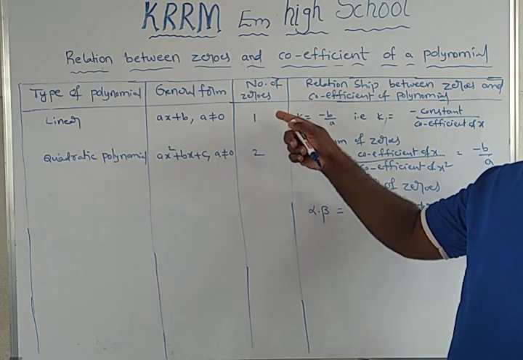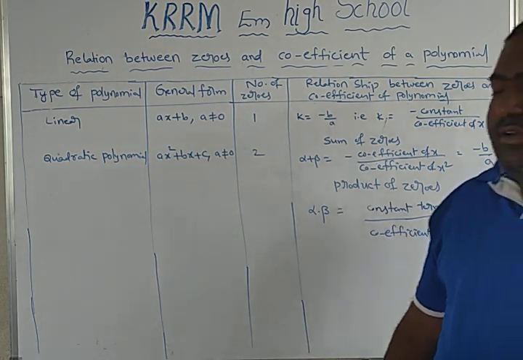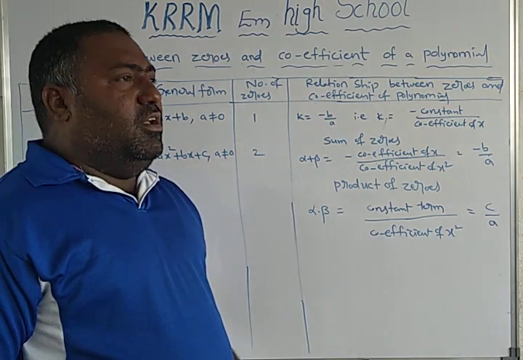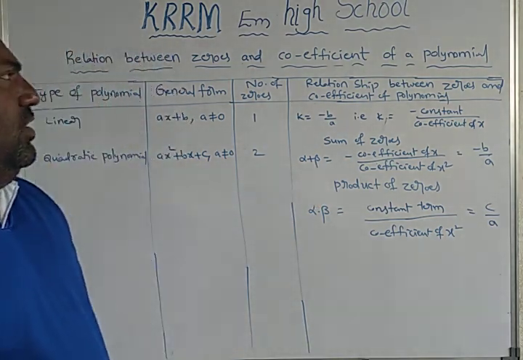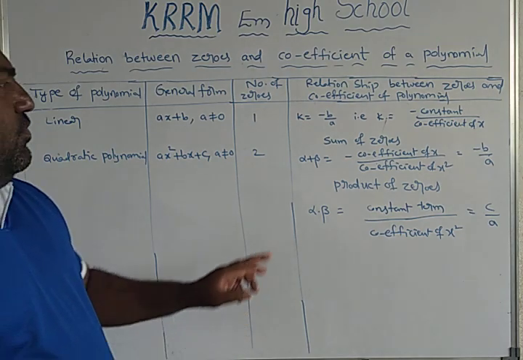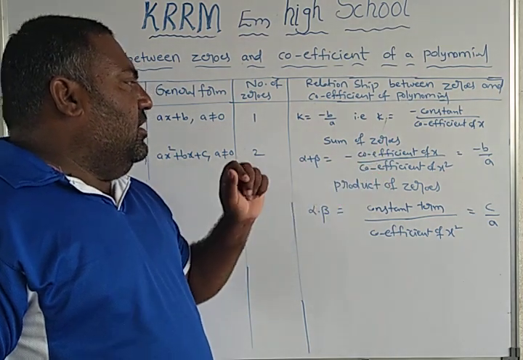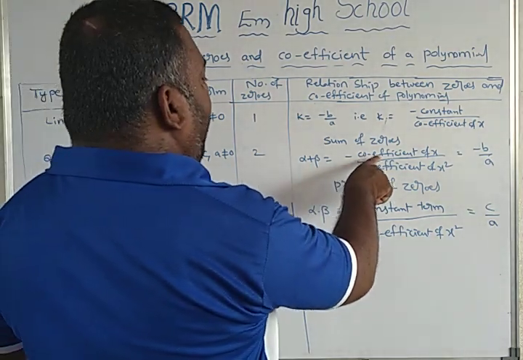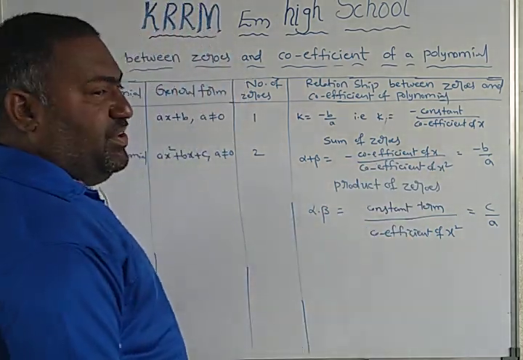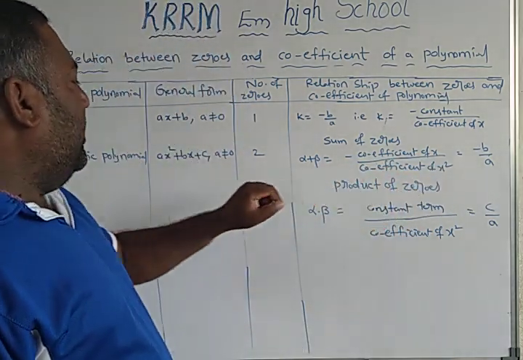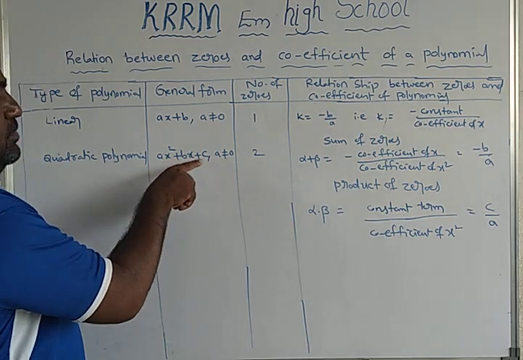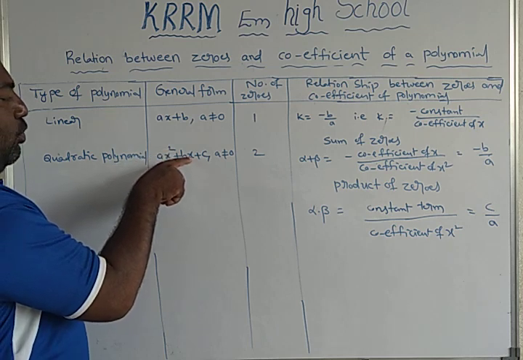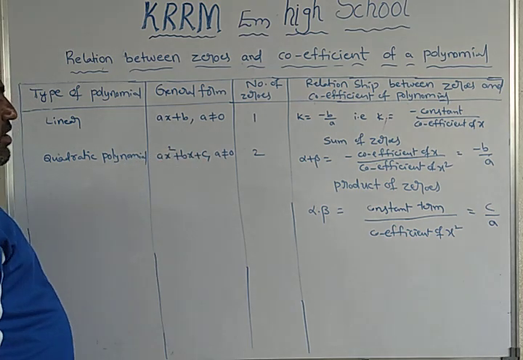So this polynomial has how many zeros? 2 zeros. The 2 zeros are taken as alpha and beta. So what is the relationship between zeros? The sum of the zeros in a quadratic polynomial is equal to minus coefficient of x divided by coefficient of x square. In ax square plus bx plus c, a is called the coefficient of x square, b is called the coefficient of x, and c is called the constant term.